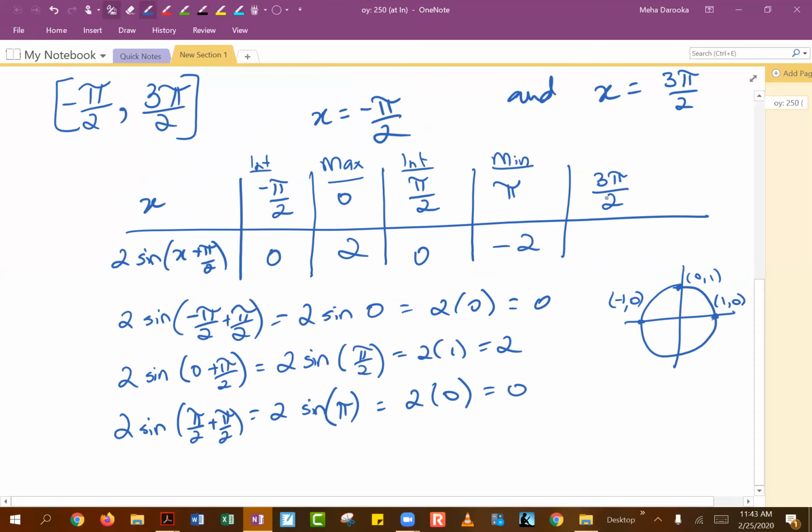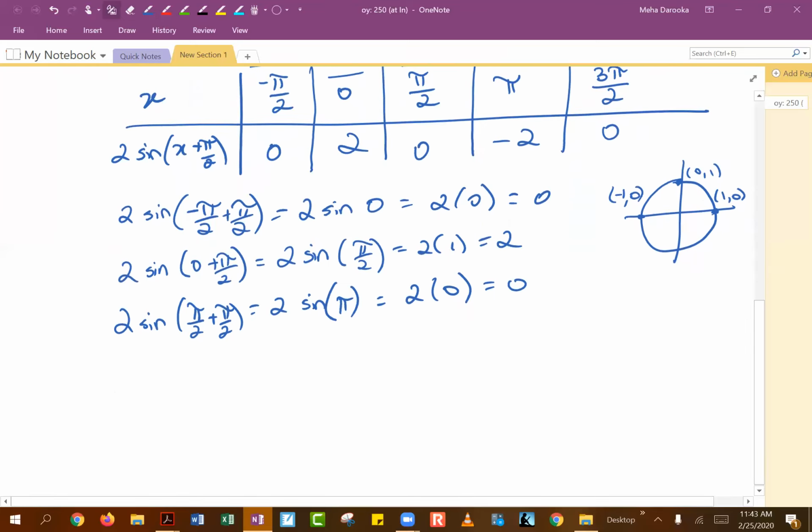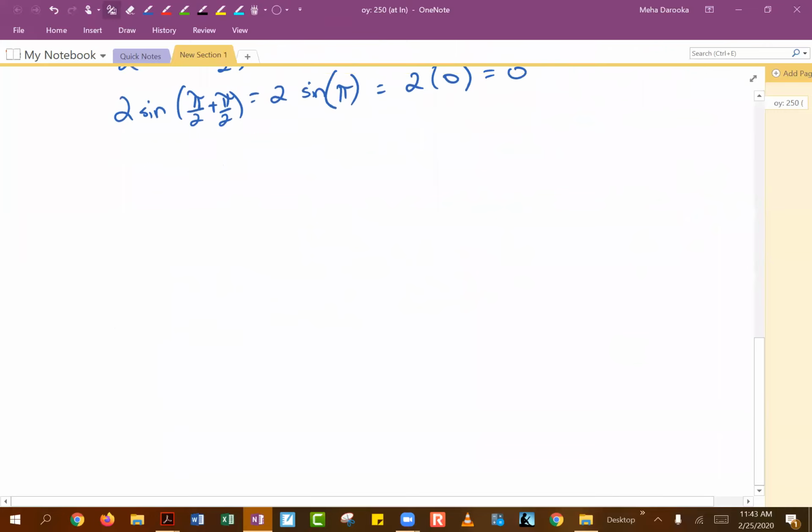And then where are we at for 3 pi over 2? You're back at the intercept, yeah, which means you'll be at 0 again. So use that repeating pattern to your advantage also, since we know how these functions work. All right, so let's take a look at our graph for this guy.